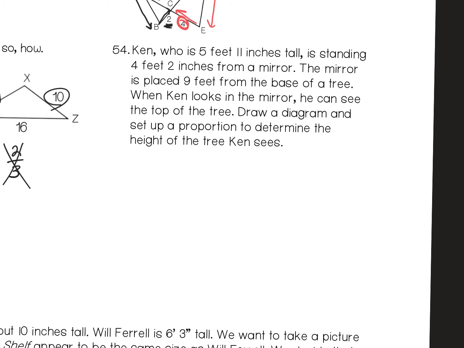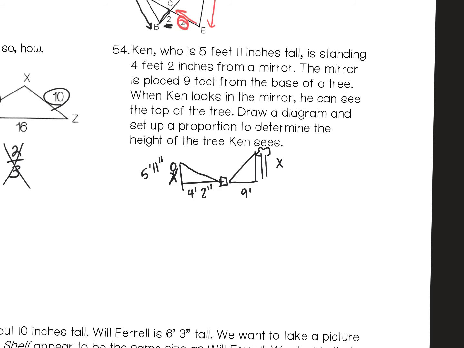For 54, we have Ken, who is standing so far from a mirror. So here's Ken, here's my mirror, and then he is looking into the mirror and he can see a tree. He is 5'11". He's 4'2" from the mirror. The mirror's 9 feet from the tree, and we're trying to figure out how tall the tree is.